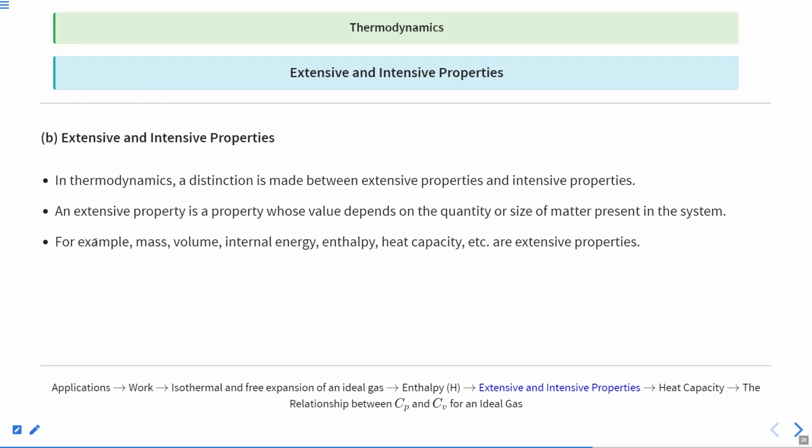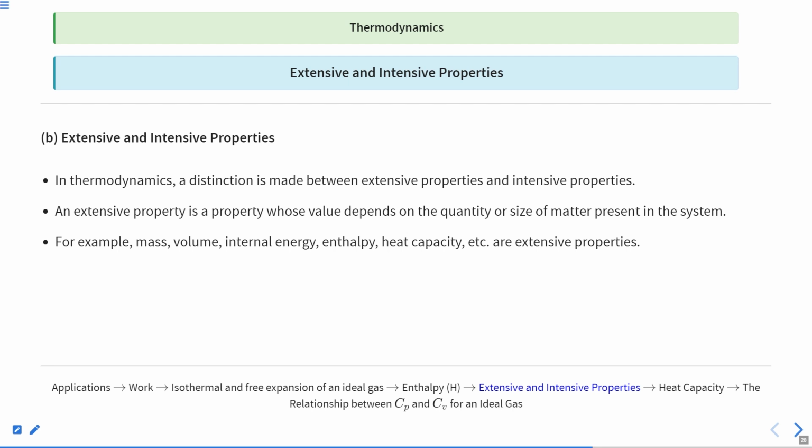Next is extensive property and intensive property. This is also very, very important. We have just differentiated state function and path function. I think you should remember what is state function and path function. State functions are those whose values depend upon initial and final state only. Path functions are those whose value also depends upon the path we have taken to attain the final state. Examples of state functions are volume, enthalpy and internal energy, whereas heat exchange and work done are path functions.